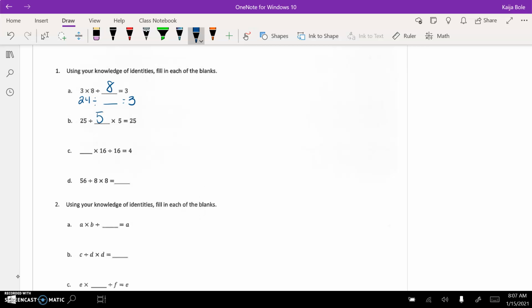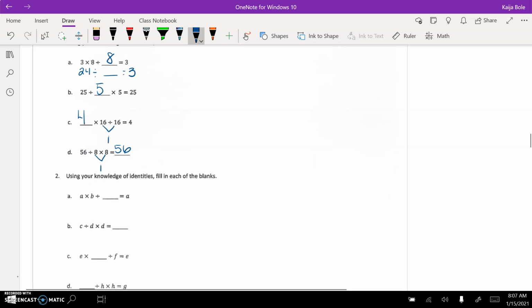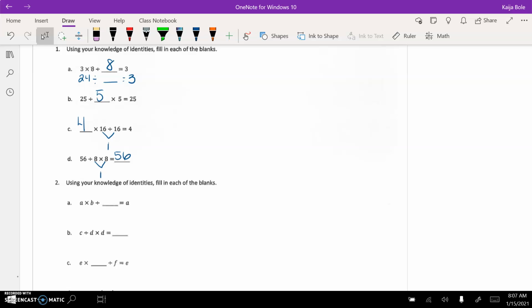And now something times 16 divided by 16 that equals 4. Well, 16 divided by 16 is 1. So something times 1 that gives us 4 would be 4. And then 56 divided by 8 times 8, this would give me 1. That would give 56. Okay, so pause for a moment. Try number 2, these 4 parts with the letters.